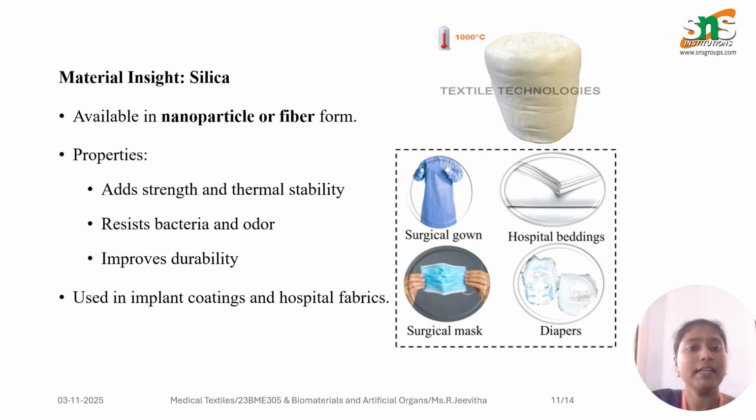And let us now focus on another interesting material, silica. Silica can exist in nanoparticle or fiber form, and it is known for adding strength and thermal stability to fabrics. It also helps in resisting bacteria and odor, which is very important in hospital environments. Silica coatings improve durability and prevent microbial growth on surfaces. I learned that silica is also used in implant coatings and surgical drapes to enhance both safety and longevity. So when silica and chitosan are combined, the resulting fabric becomes strong, antimicrobial, and long-lasting, perfect for advanced medical textiles.